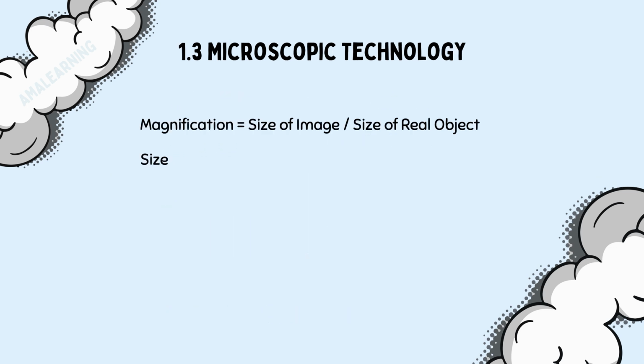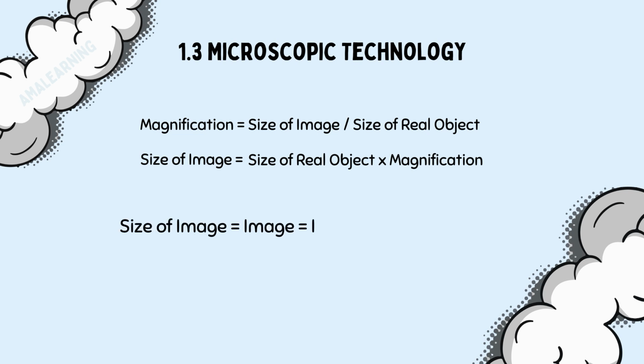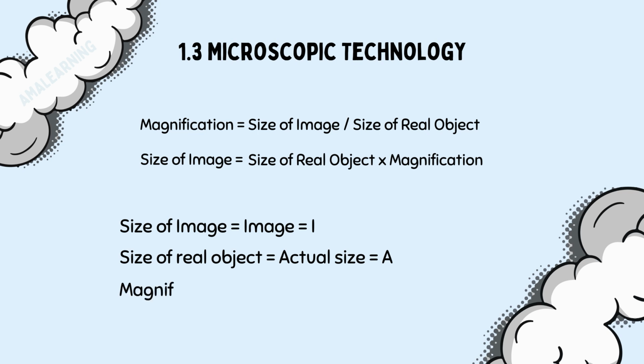If we make the size of image the subject of the equation, then the size of image is equal to size of real object multiplied by the magnification. Size of image can be shortened to I. Size of real object can be shortened to A. Magnification can be shortened to M. This simplifies the overall equation to IAM, or I equals A times M.